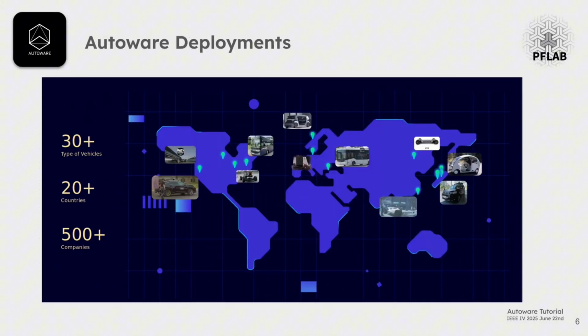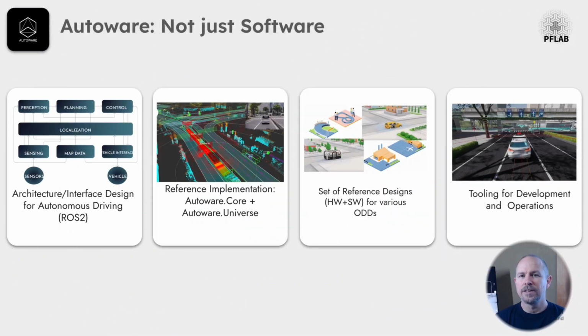Autoware has been deployed all over the world, over 30 different vehicles, 20 different countries, and 500 different companies using Autoware. Autoware is not just a software repository. It is also the architecture which specifies the interfaces between the different modules in the system and allows for modularization and easy to swap in and out different component modules. It is a reference implementation, which is a particular software implementation to demonstrate how the architecture can function.